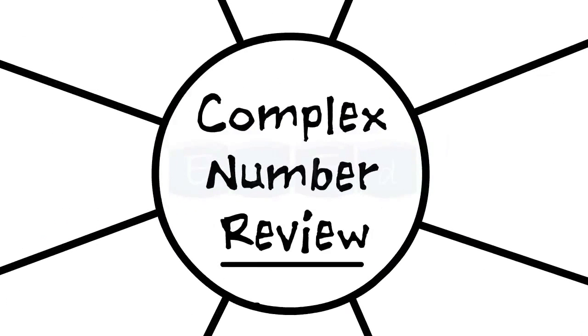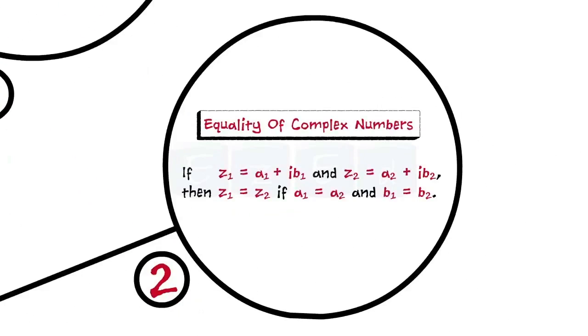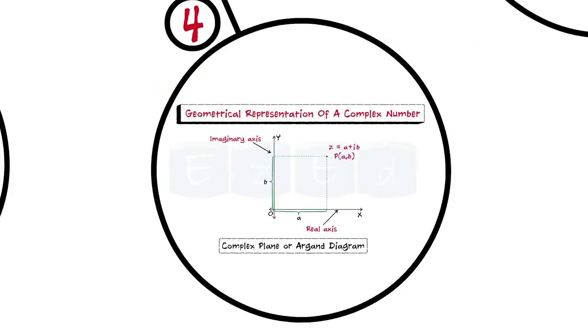Let's have a quick review of what we have studied in this lecture. We started with an introduction to complex numbers. Then we learned about equality of two complex numbers. Next, we understood the meaning of a conjugate of a complex number. Then we saw the geometrical representation of a complex number in the form of an Argand diagram.